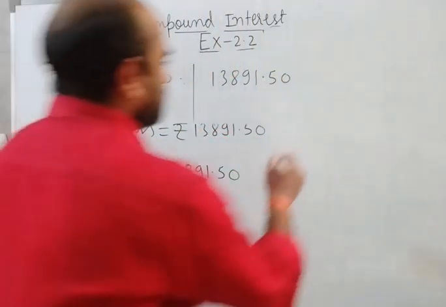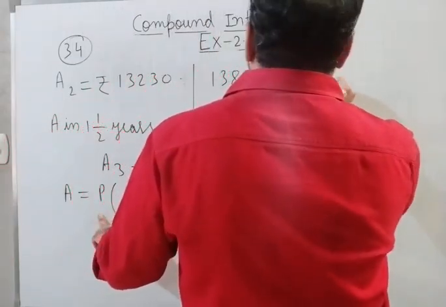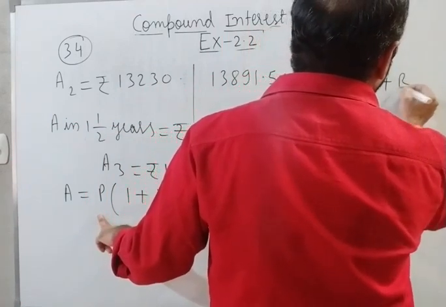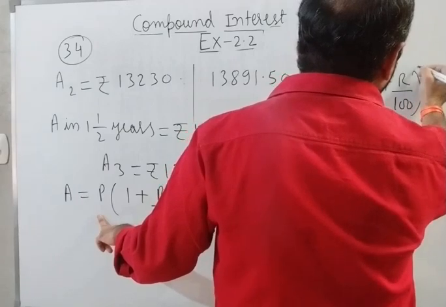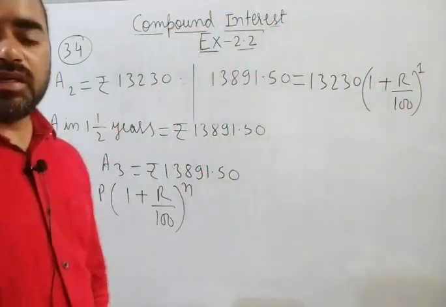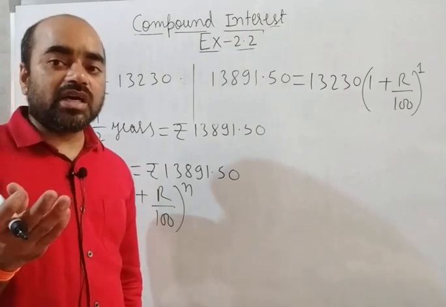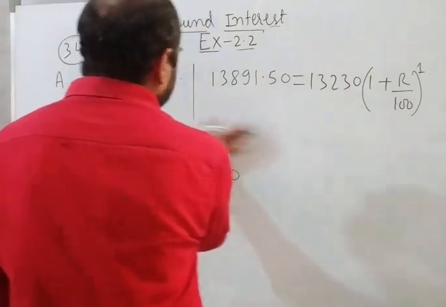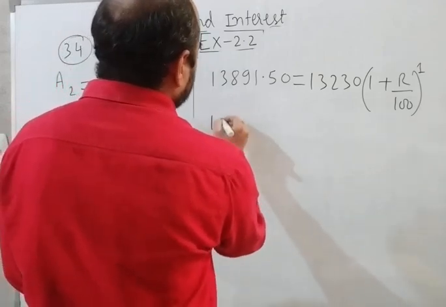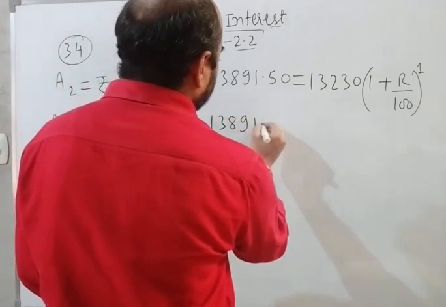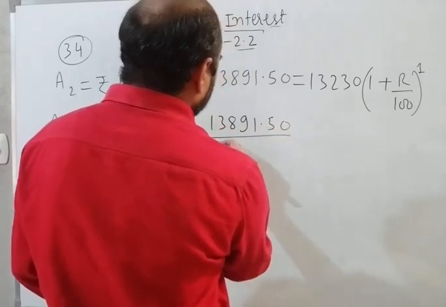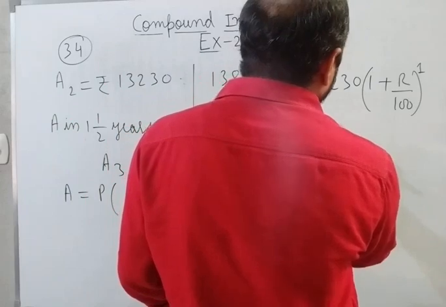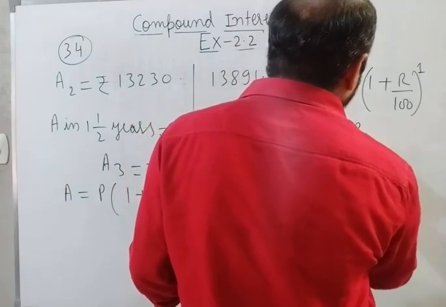Okay, principal is 13,230 plus R by 100, and n will become 1, correct? N will become 1. Why? We are taking only the last half year, it means 1 conversion period. Now transpose, so that will come 13891.50 upon 13230 is equal to 1 plus r by 100.